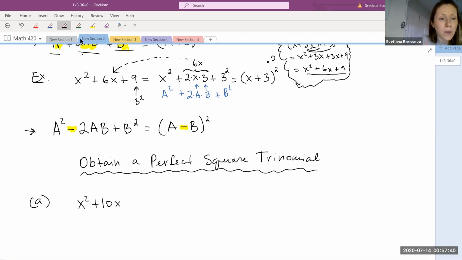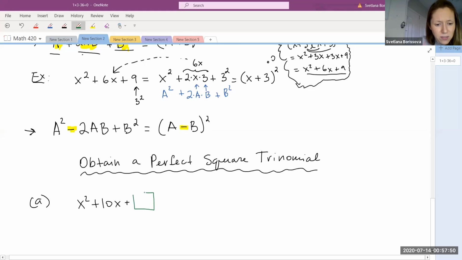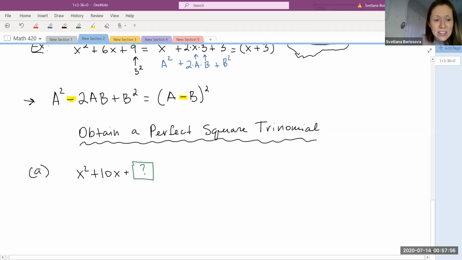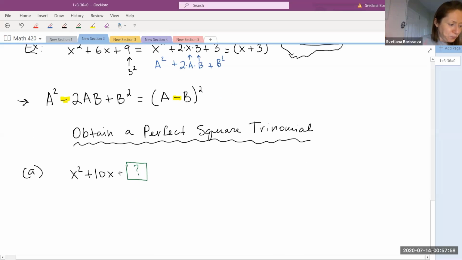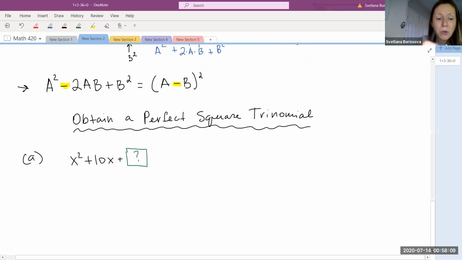It says here to obtain the perfect square trinomial. It means that you need to guess or figure out what number to put over here so that it becomes a perfect square trinomial. And this is how we're going to think about it. For this first example, I'm going to write things out, but for the next example, we'll use the shortcut. That's good news because it means we're going to be able to answer this pretty quickly.